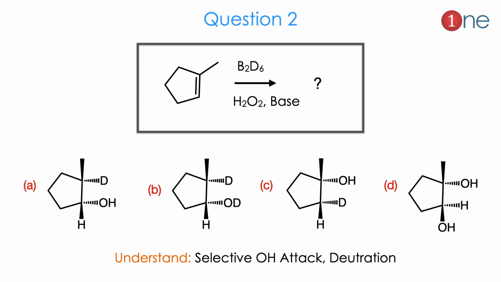Then question number 2. The starting material is a 5-member alkene with the methyl group on the exo position. Here hydrogen peroxide and base are used. Here they asked to find the product. Basically the products are like selective attack and deuteration. They ask whether the deuterium comes from the OH or H. So you have to know the stereochemistry behind it and where the hydrogen comes from.